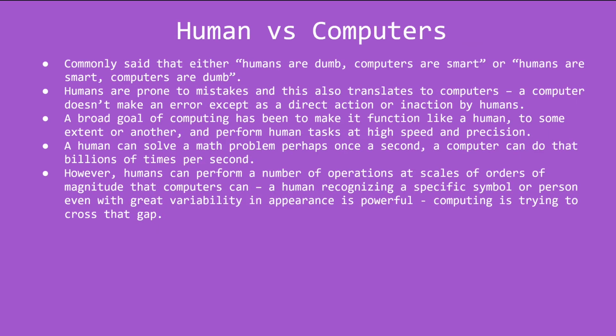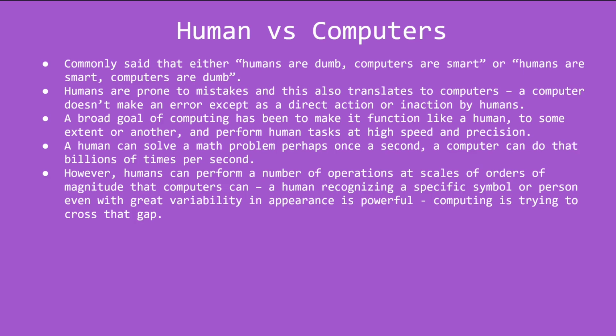Now, a lot of people compare humans and computers. Sometimes they'll say humans are dumb, computers are smart, or they'll say humans are smart and computers are dumb, and both can be true in certain cases. Humans are prone to mistakes, and this also translates to computers. A computer doesn't make an error directly, except as a direct action or inaction by humans. You've heard the saying that all errors are user errors, and in a way, that's right. A computer itself cannot screw up.